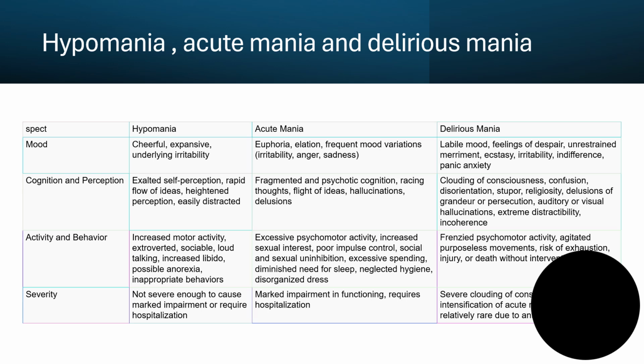Then in acute mania, they have excessive psychomotor activity, which is more than hypomania. They have everything increased compared to hypomania. So increased sexual interest, poor impulse control, social and sexual uninhibition. It means they can just go uninhibited, just go and do anything. They are not scared of anyone. They go talk to anyone, go do whatever activity they want in public. Excessive spending, diminished need for sleep, neglected hygiene, and disorganized dress.